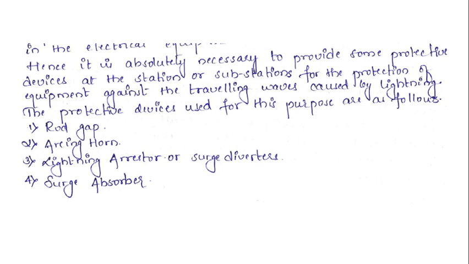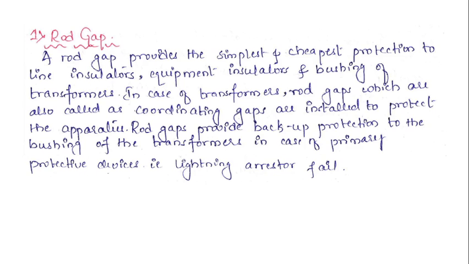In order to protect the equipment against the effect of these traveling waves, the following equipment we are going to use: rod gap, arcing horn, lightning arrestor or surge diverter, as well as the surge absorber. Now one by one we'll see what this equipment is and how it gives protection to the equipment. First we'll deal with the rod gap.